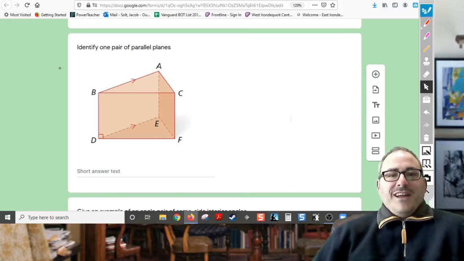One pair of parallel planes. All right, and then for a plane, you just write plane. Maybe you write plane ABC is parallel to another plane, right? That would be easy. I see the notation of parallel between here and here.